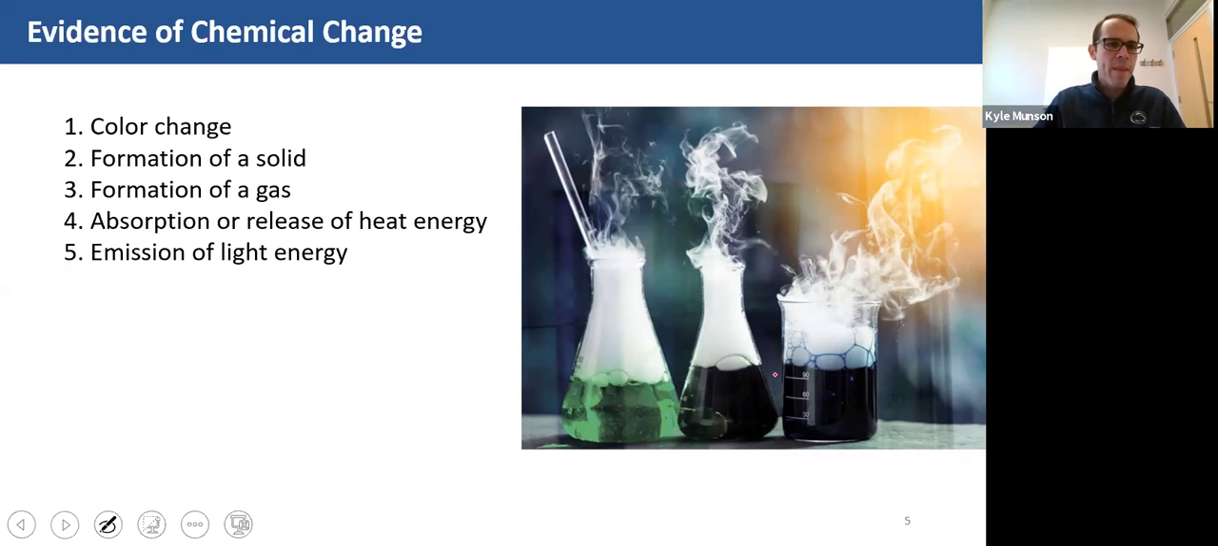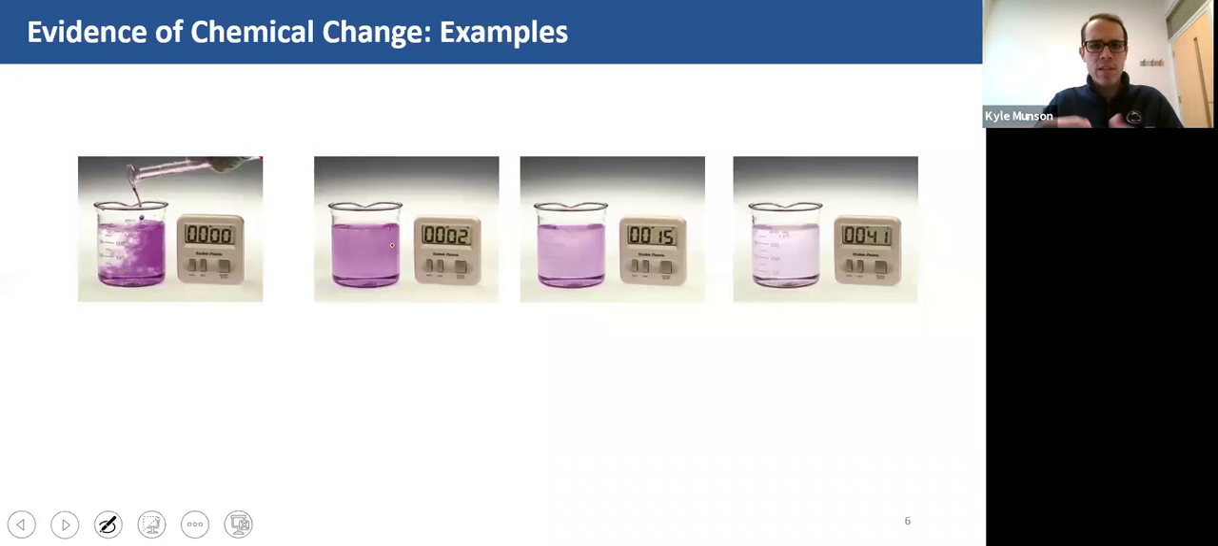I'd say generally, you could look to a color change, formation of a solid, formation of a gas, the release of energy, the emission of light energy. And these are things that you've seen in your lab already on chemical and physical changes, where you looked at some of these examples and determined if it was a chemical or a physical change. So here's just showing some of those examples.